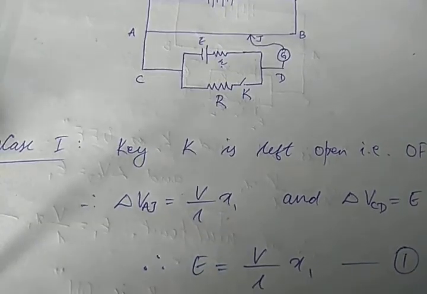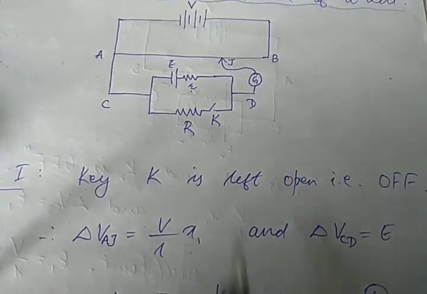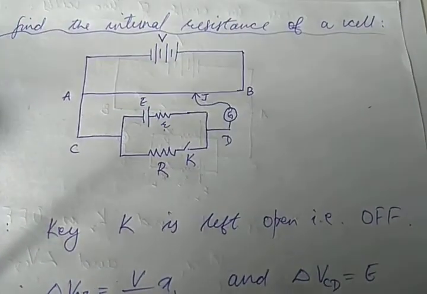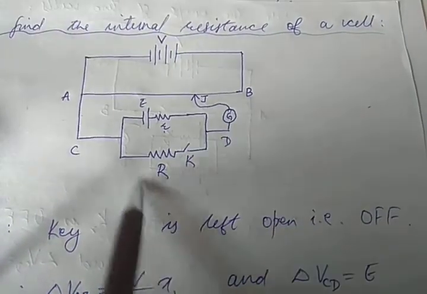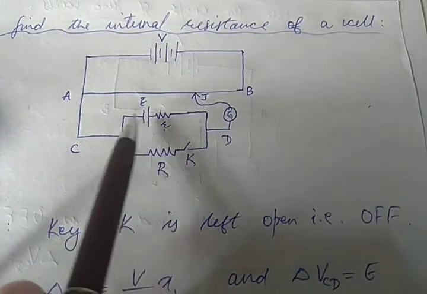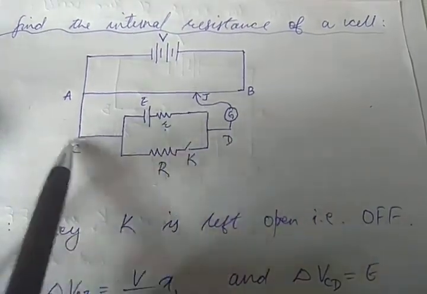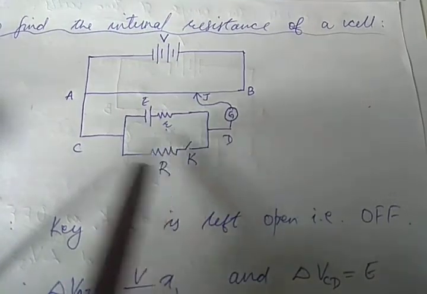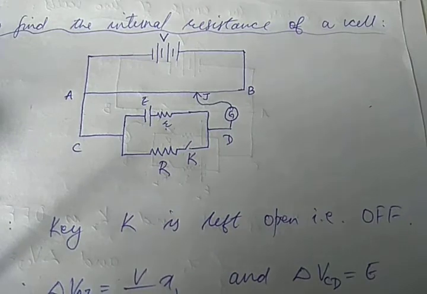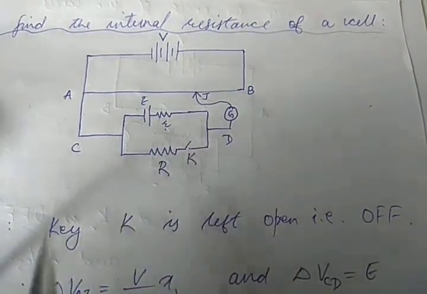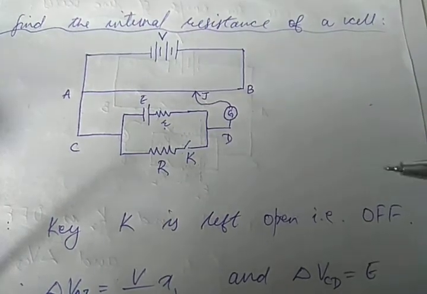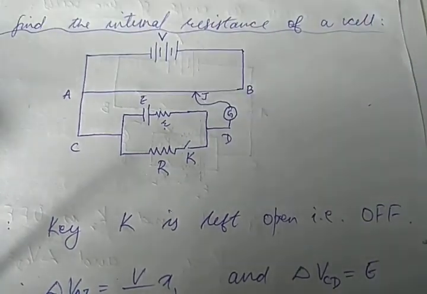What we do is, in the first case, we keep the key K open, such that this is not playing any role whatsoever. So only the upper arm of CD is coming into play right now, and let us try to find the null point. This is not coming into play, remember. Say for example we find the null point somewhere over here.